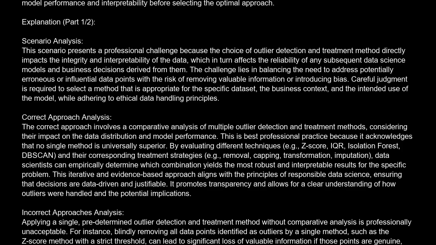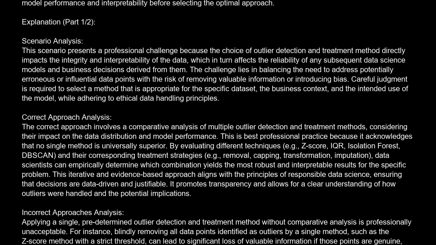The correct answer is B. Conduct a comparative analysis of various outlier detection algorithms, e.g., Z-score, IQR, isolation forest, and their corresponding treatment methods, e.g., removal, capping, imputation, evaluating the impact of each combination on model performance and interpretability before selecting the optimal approach.